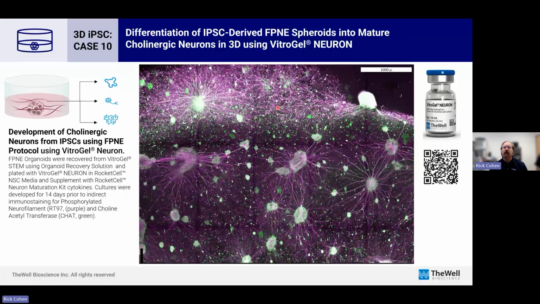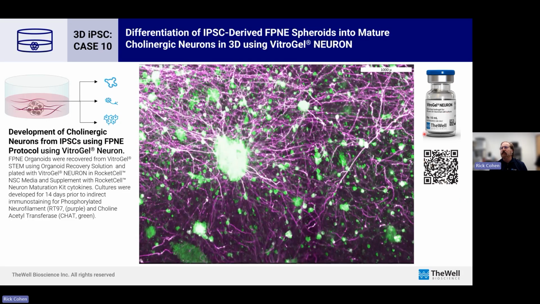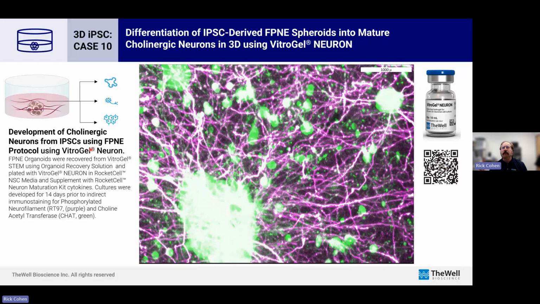And here we're looking at the differentiation of those floor plates recovered again into a different hydrogel called Vitrogel neuron. And if you want more information on that, that's a QR code. So we isolated those floor plate spheroids, put them into Vitrogel neuron, and matured them in our neural stem cell medium using our neural stem cell supplement, but using something called the neuron maturation kit cytokines, which are coming out really soon. They're developed for 14 days, and you could see the purple phosphorylated neurofilament network is extensive.